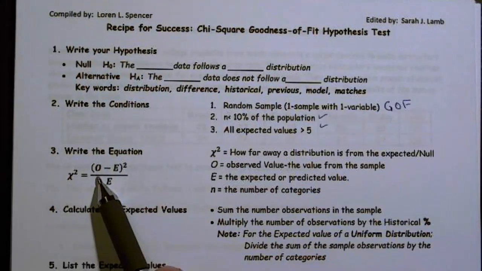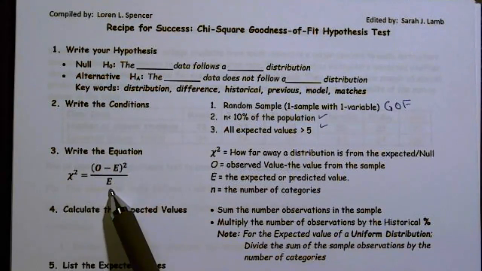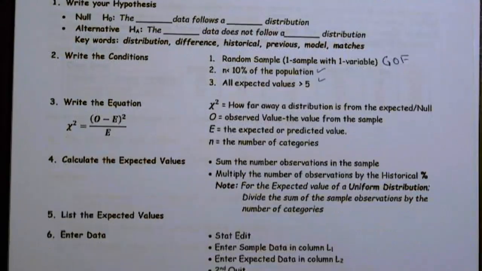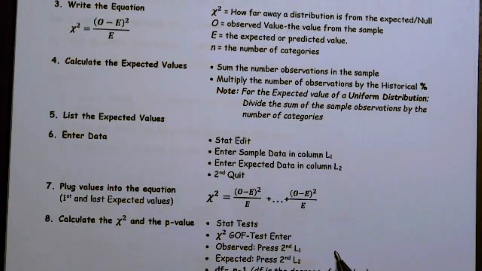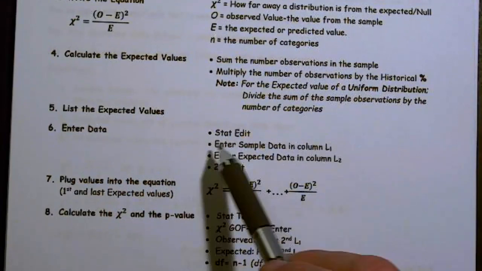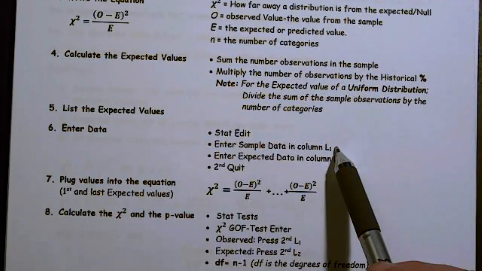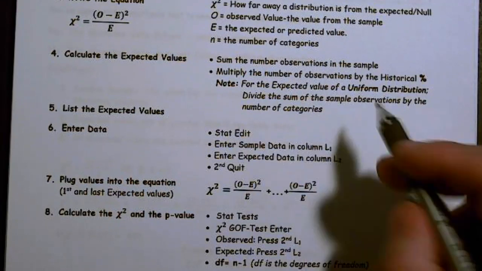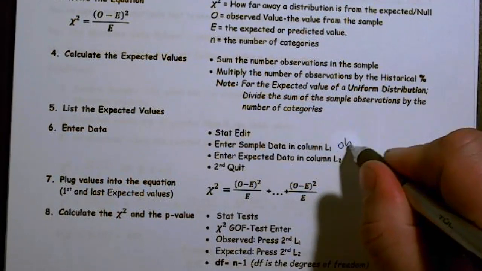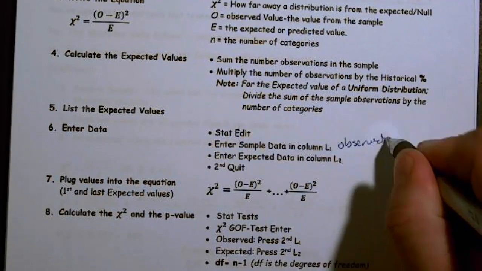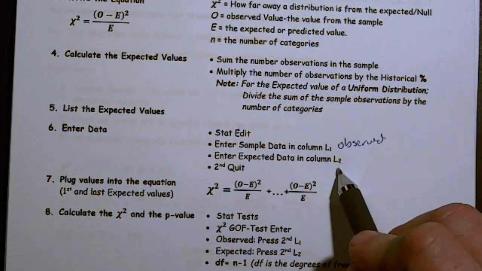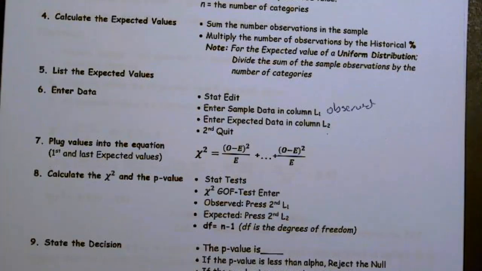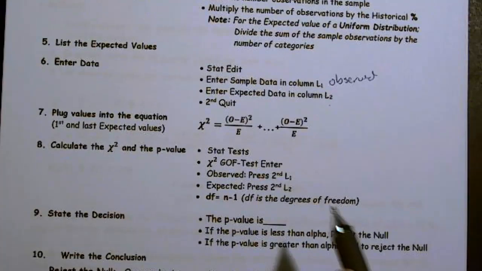And we're going to have our observed minus expected squared. That's our equation, and we're going to plug in the values. And we're going to have to work on figuring out the expected values. You're going to enter your data into columns L1 and L2. The observed will be in L1, and this will be the expected data in L2. And then you're going to go to the calculator and go to stat test, chi-square goodness of fit.